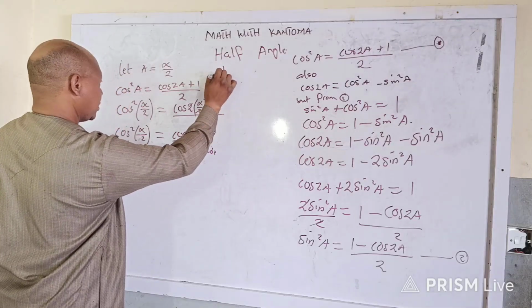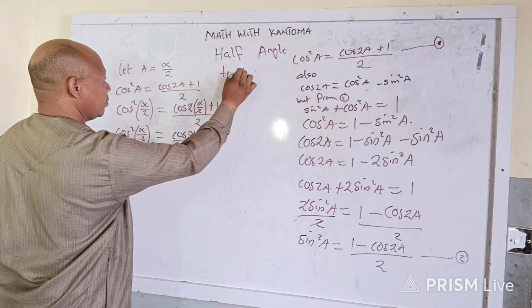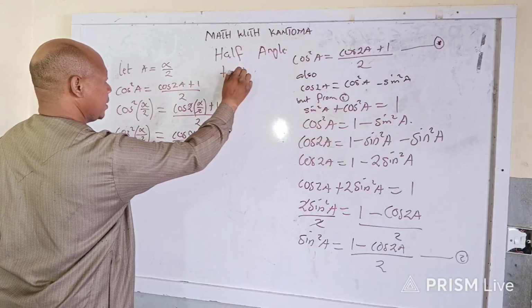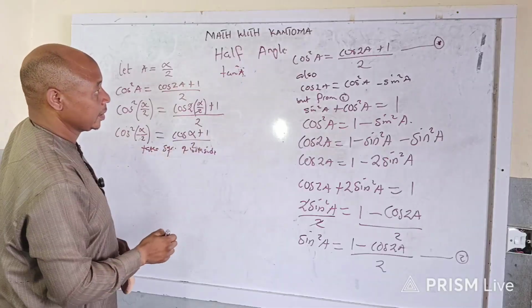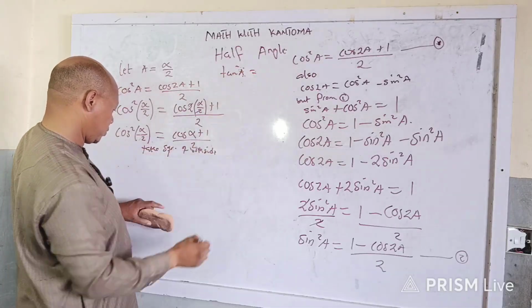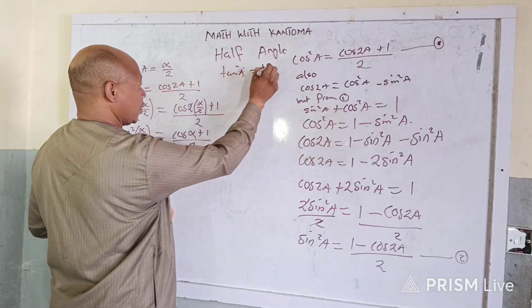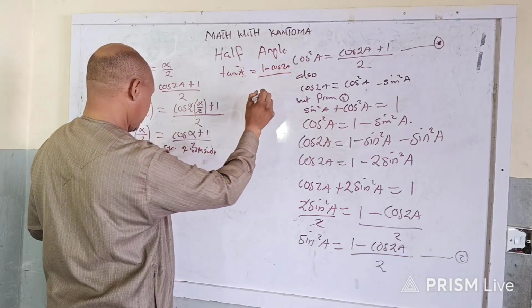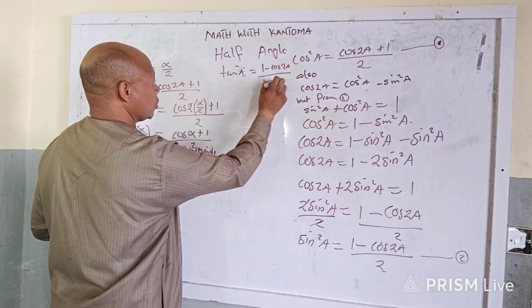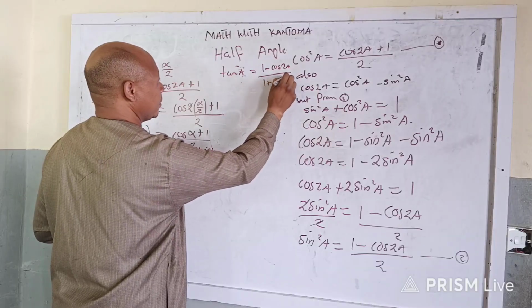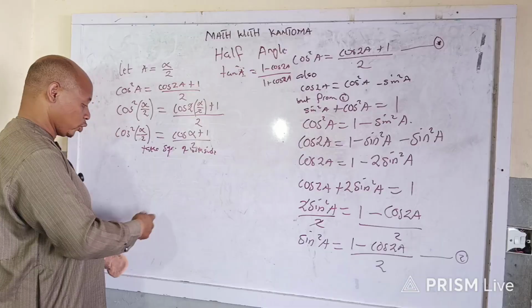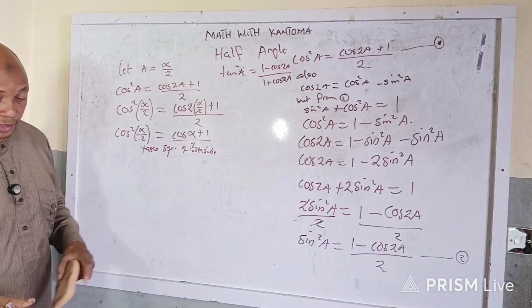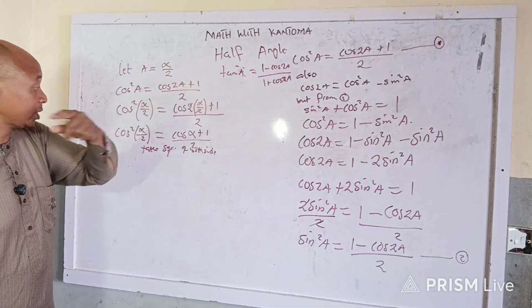We are going to need this: tan alpha over tan square a is equal to 1 minus cos 2a all over 1 plus cos 2a. Either cos 2a plus 1 or 1 plus cos 2a is still the same thing. So we'll be needing this equation also.